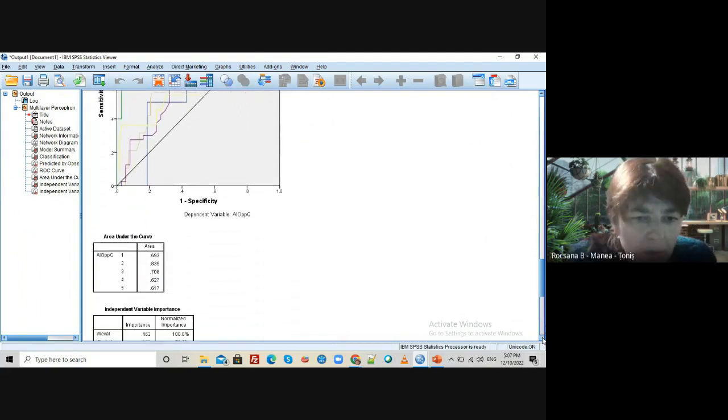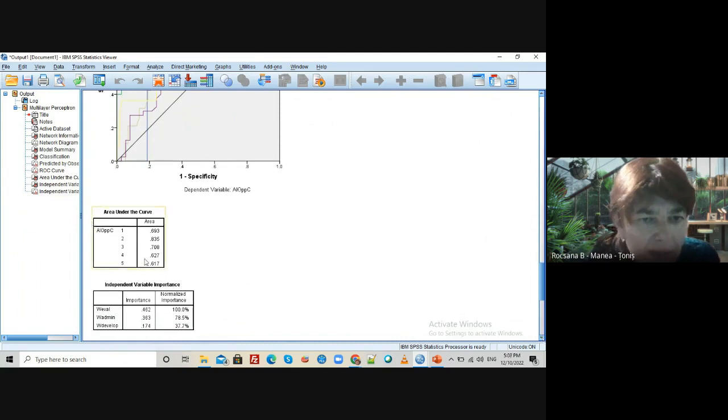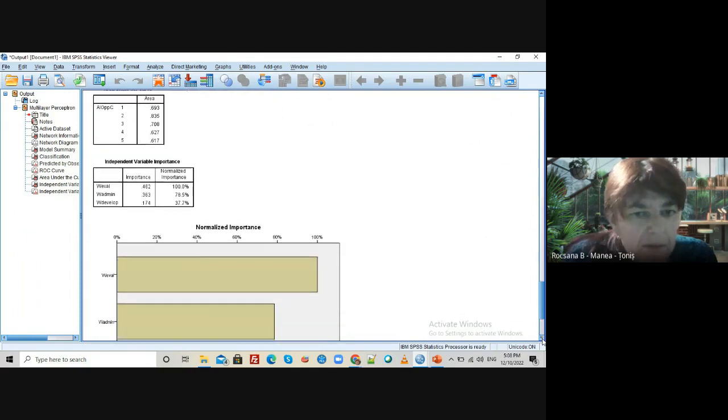And let's see more. If we analyze here the area under the graph, for the value 2 is explained at 0.83, 83% is explained, which is good. For the value 3 on the Likert scale, 74% is explained, which is not very good. And also for the value 4, only 62% is explained. Not very good at all. Let's see further on.